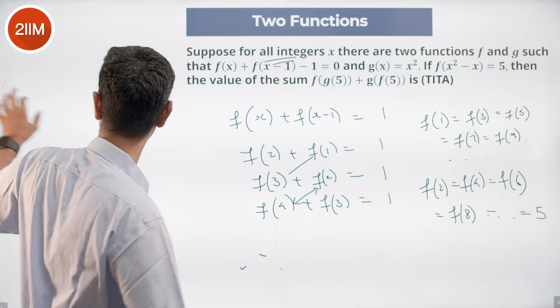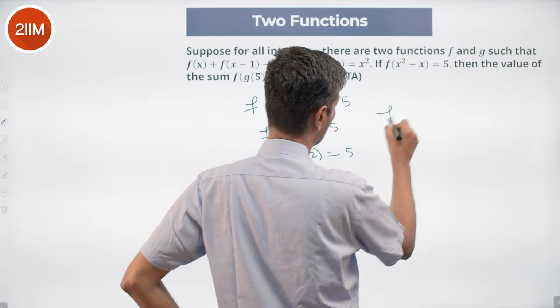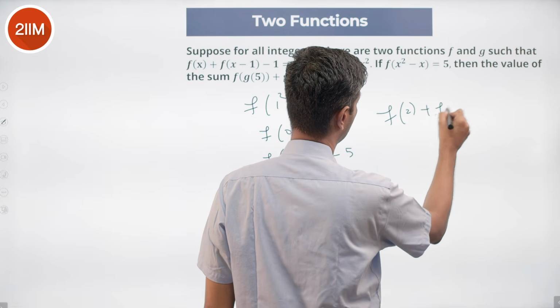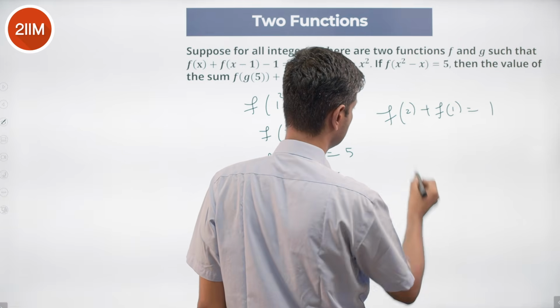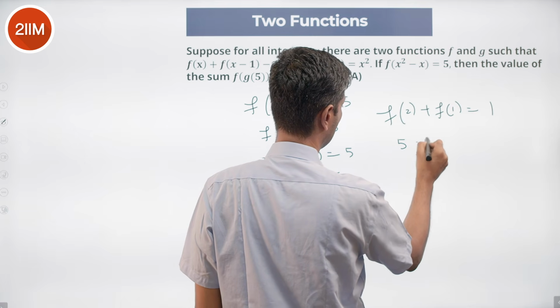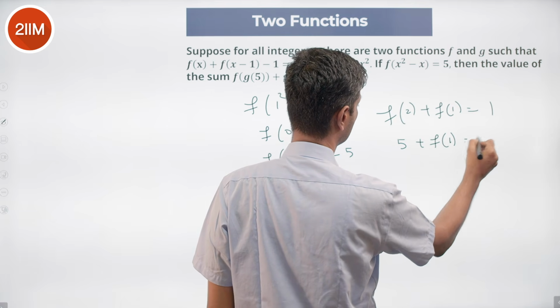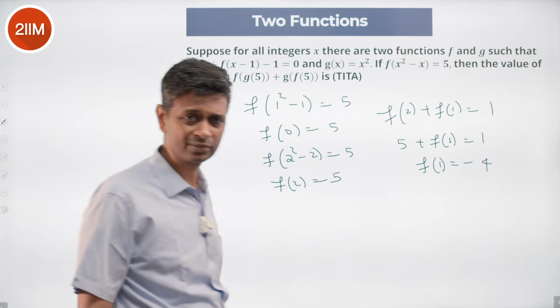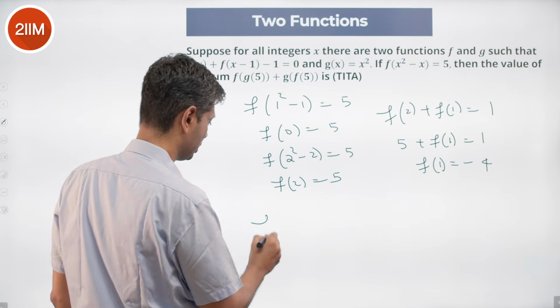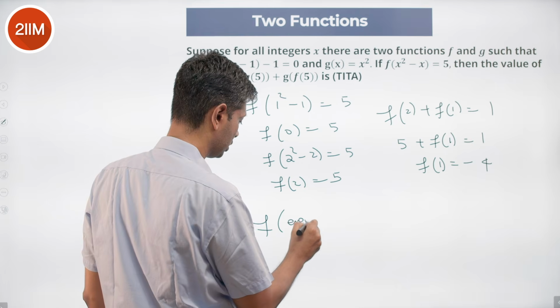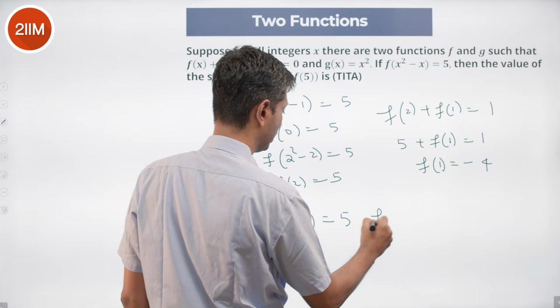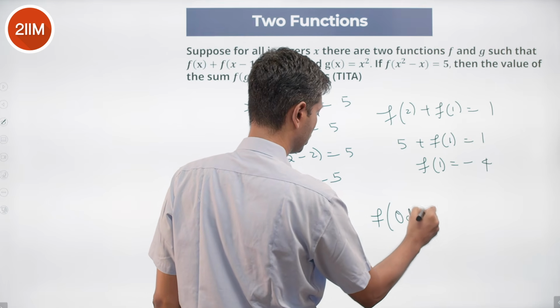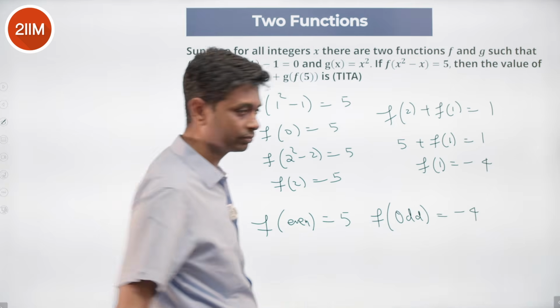F of 2 plus f of 1 is 1. This is 5. 5 plus f of 1 is 1, or f of 1 is minus 4. Or we have a brilliant equation. F of even integer is 5. F of odd integer is minus 4.